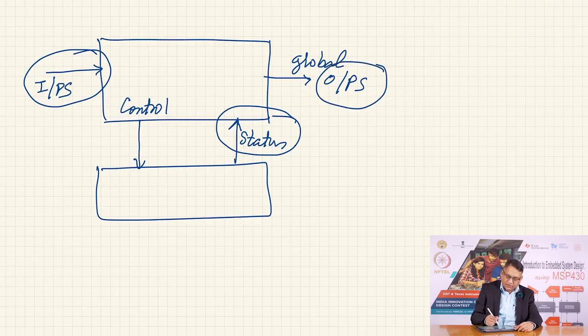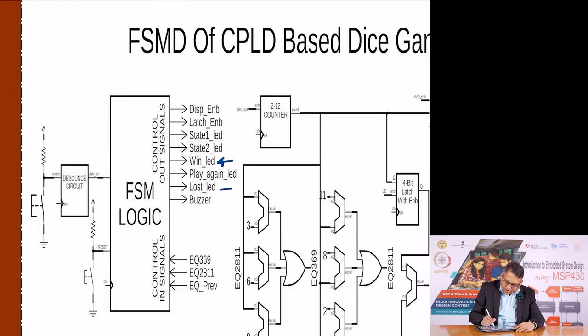One is the global outputs and the other will be control outputs which go to the data path. And so, we must see both these sets of outputs together, and this is what is being done here. If you look at these signals, win, lose, play again and buzzer, these are global outputs.